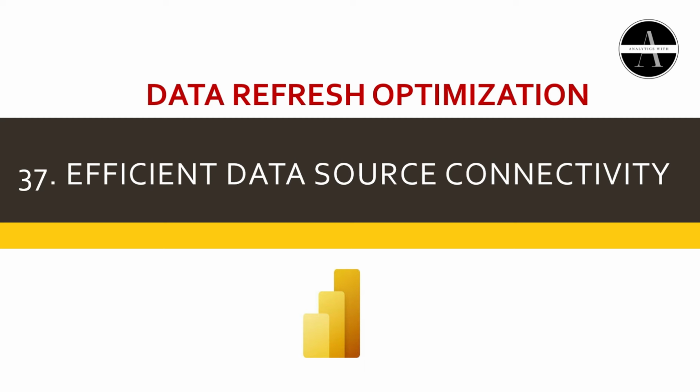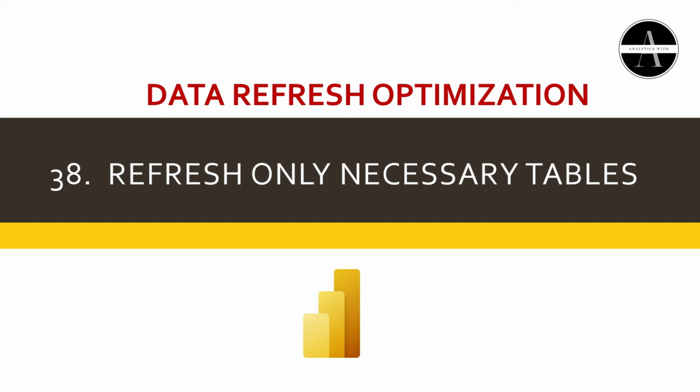Point number 38. Refresh only necessary tables. Instead of refreshing the entire data model, you can go for targeted refresh. You can refresh just one or a few tables that have updated data. This reduces the time and resources needed for data refreshes, especially in large models with multiple tables. It will improve the efficiency and optimize the resource usage as well.